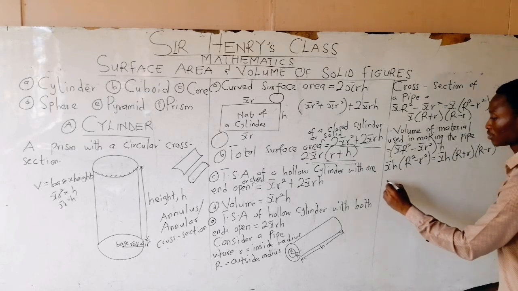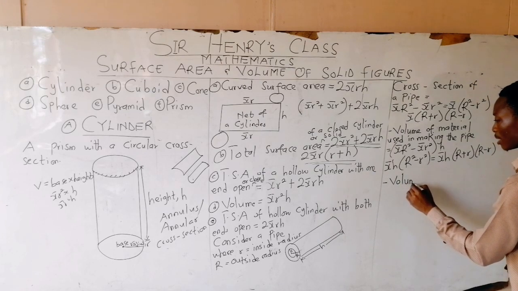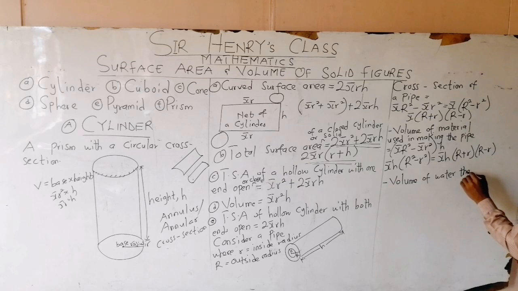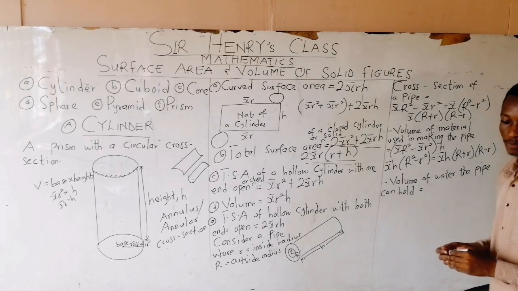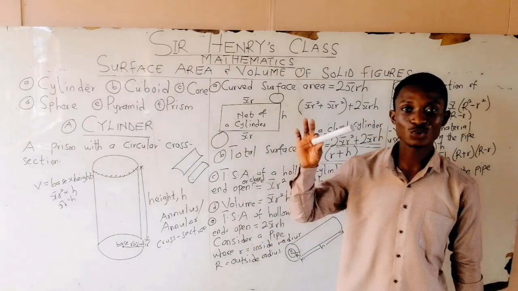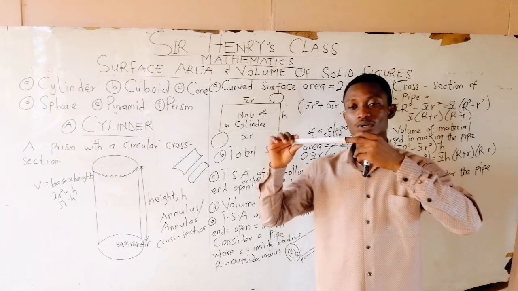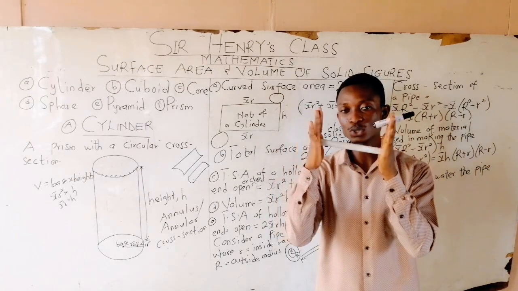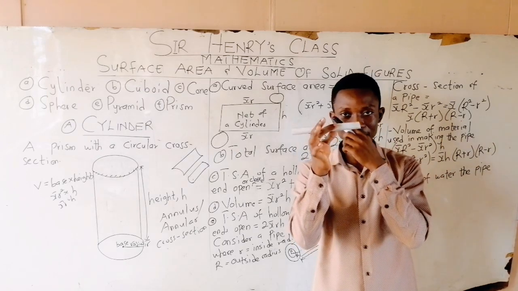Now, what's the last thing to discuss here? We're going to look at the volume of water in a pipe. So this pipe, what volume of water can it hold? Basically, if I want to allow water to move through this, I close this side, and I open the other. So who can tell me then?